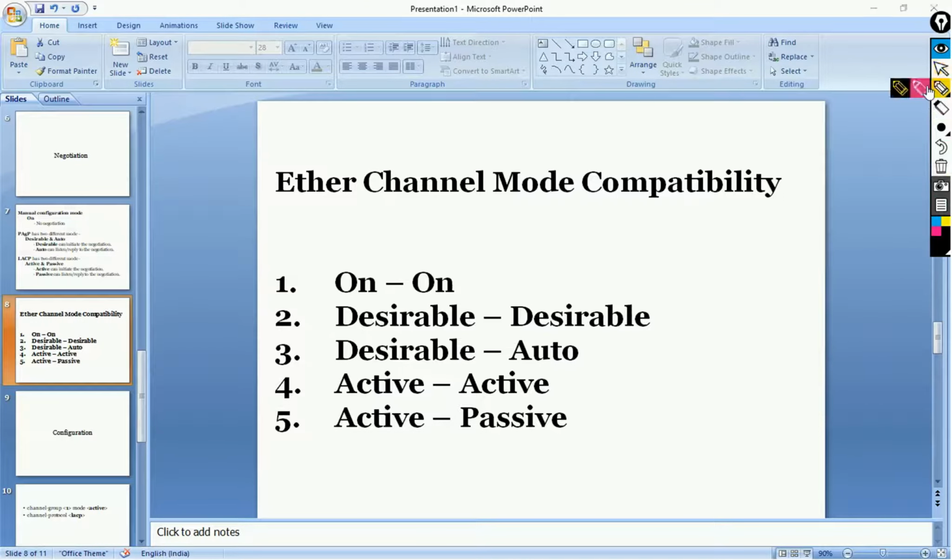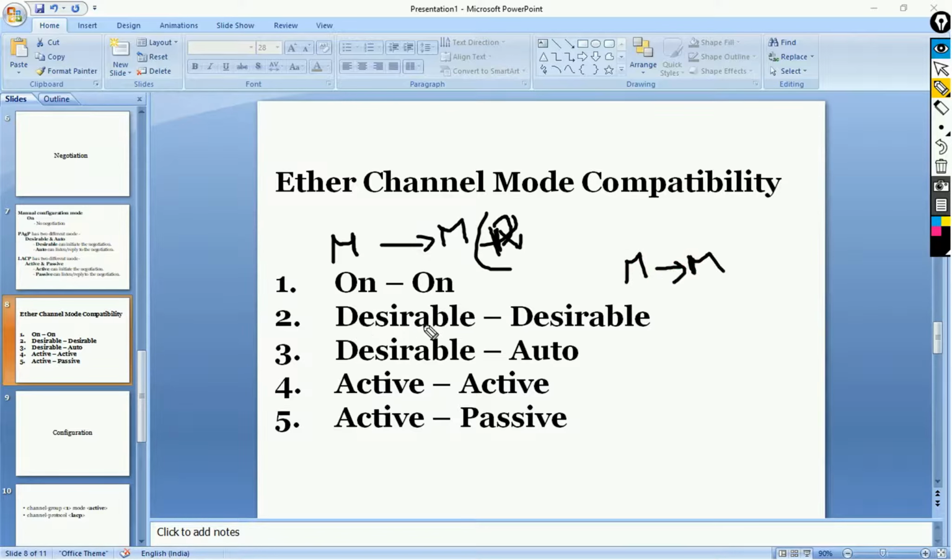Suppose it's switch 1 and then switch 2. Suppose on switch 1 you have configured it in the manual configuration mode, so on the other switch you also have to do it manually, because manual should always be compatible with manual. It cannot be compatible with the negotiation protocols. No protocol will ever support the other switch's manual configuration. So manual has to always go with manual.